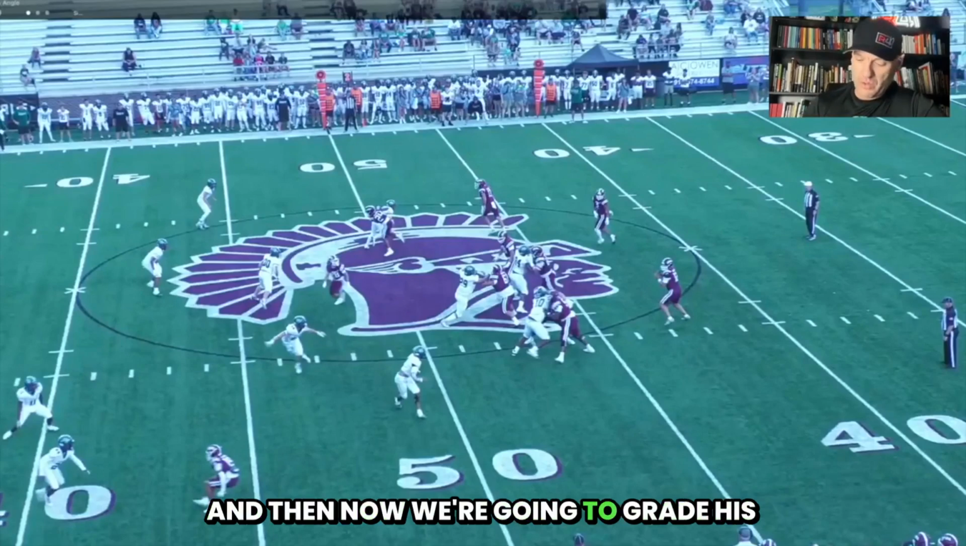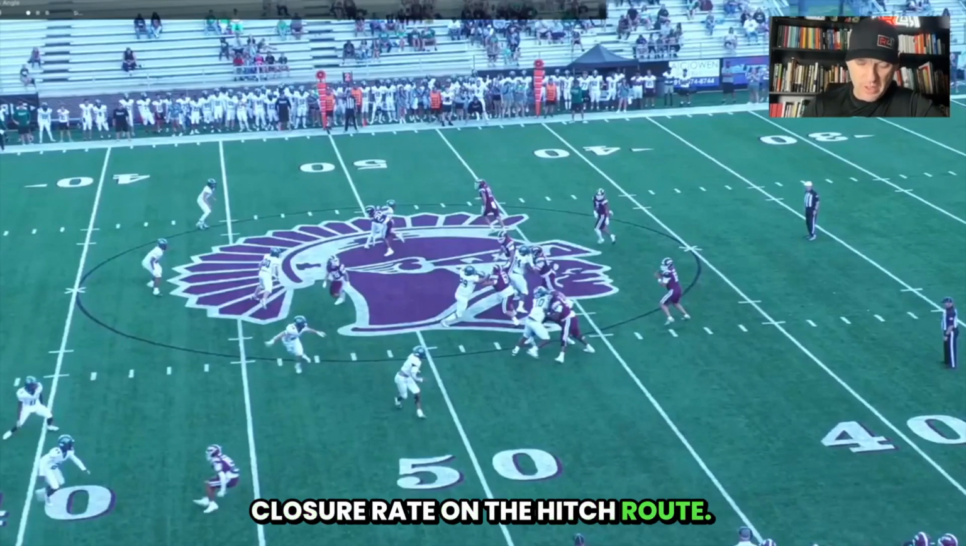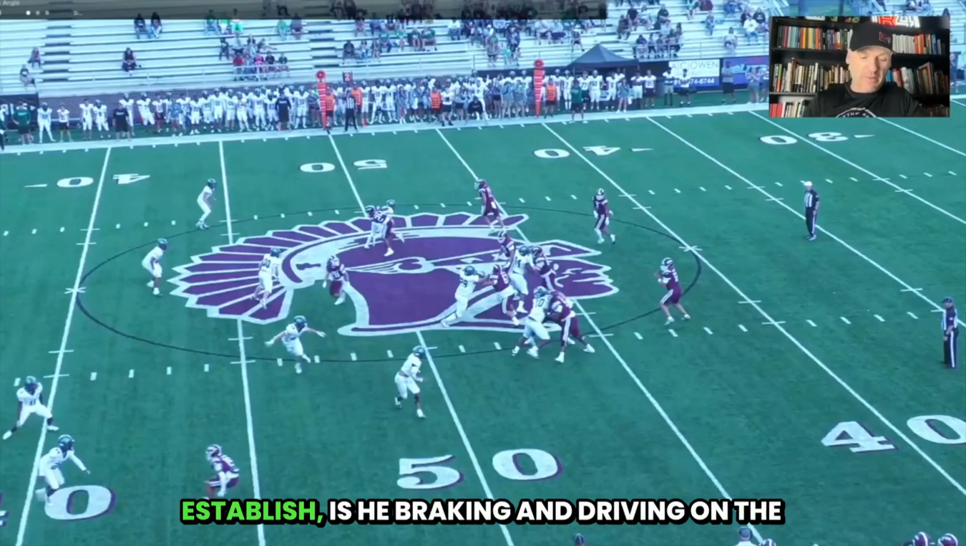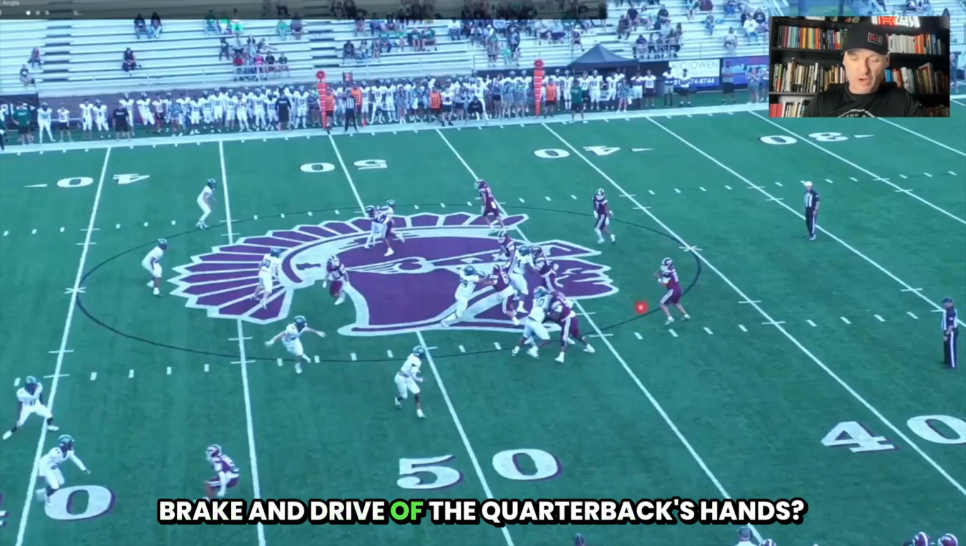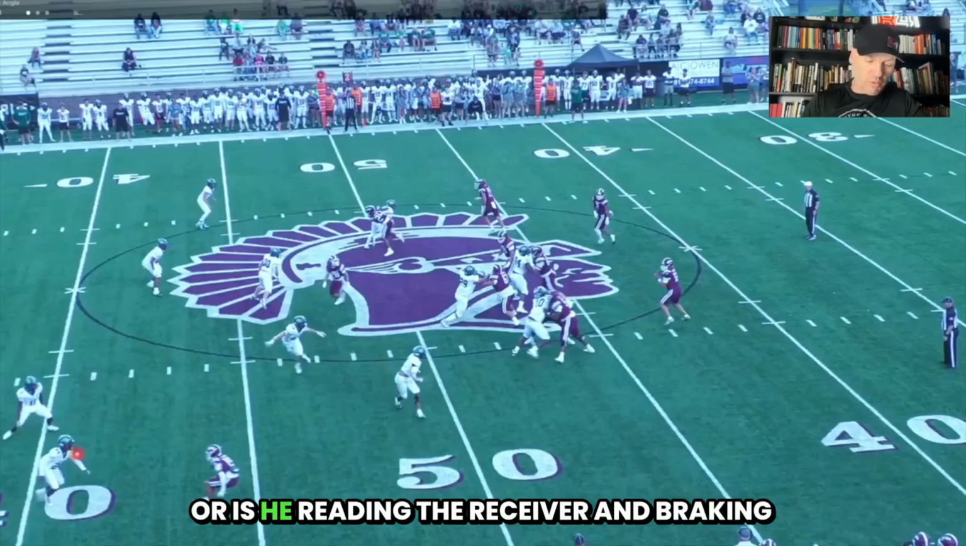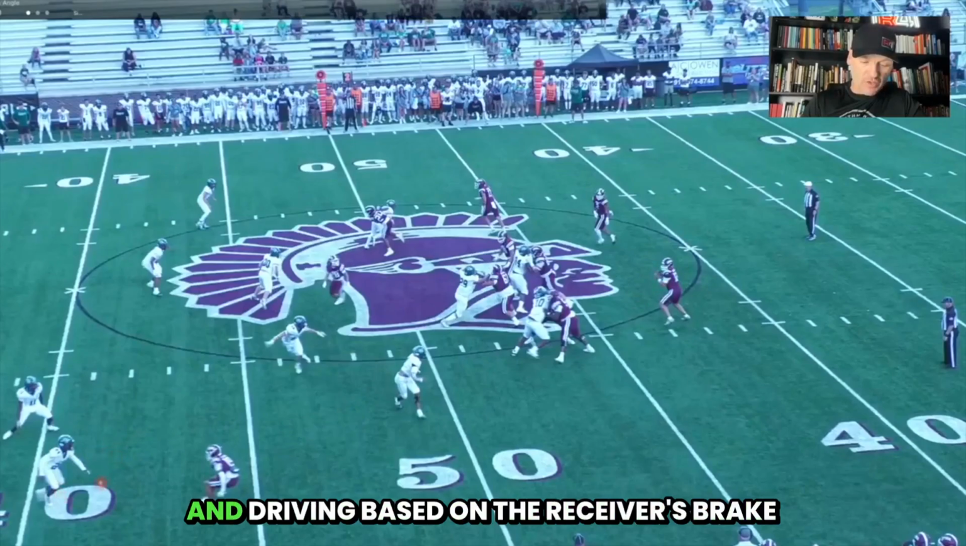And then now we're going to grade his closure rate on the hitch route. When we grade closure rate, we have to establish, is he braking and driving on the break and drive of the quarterback's hands, or is he reading the receiver and braking and driving based on the receiver's break and drive?